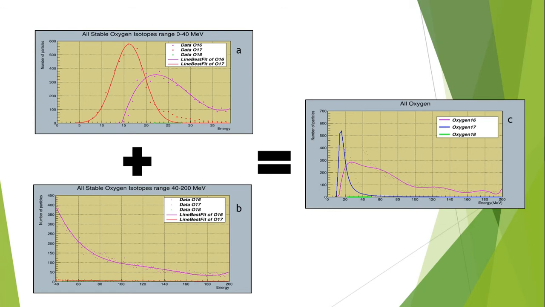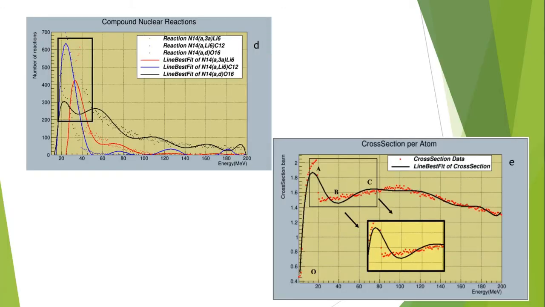Now, in order to analyze the other possible reactions, we need to collect data of the other most dominant reactions inside the simulation process. From figure E, when the cross-section per atom starts to increase from O to A, the most dominant reaction is oxygen-16. Then, as the cross-section per atom starts to decrease from A to B, the lithium-6 reaction starts to dominate the process. The decrease in cross-section per atom will cause a reduction in oxygen-16 generation.